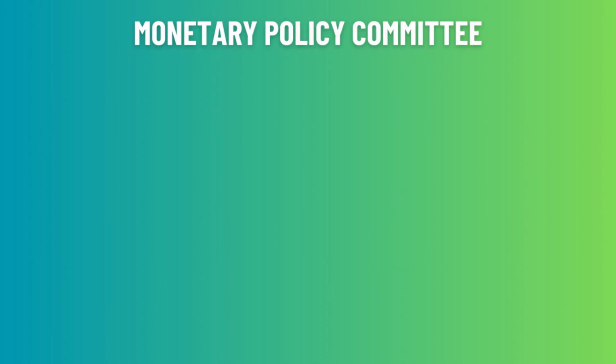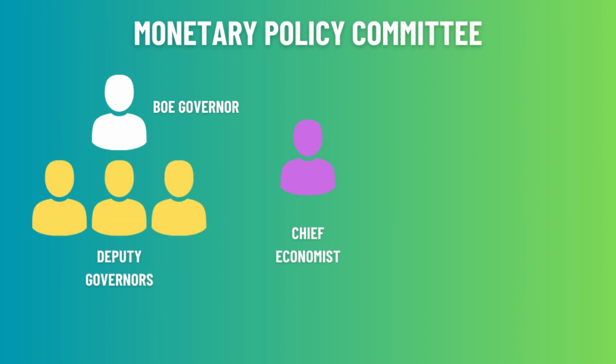Within the bank, there is a group of 9 individuals who make up what is called the Monetary Policy Committee. They convene 8 times a year to review the rate, and it is this committee who agree if the rate should be changed. The committee comprises the governor of the bank, 3 deputy governors, the bank's chief economist, and 4 external members appointed by the Chancellor of the Exchequer. They each have 1 vote of equal weight, to which the governor will vote last to act as a casting vote in the event of a tie.